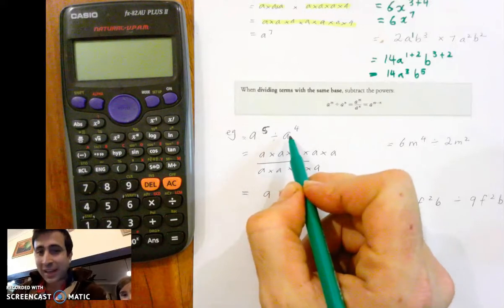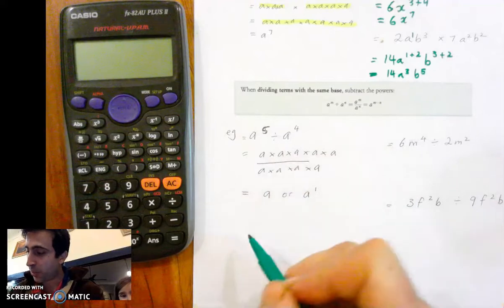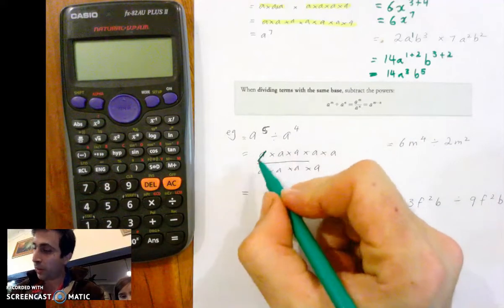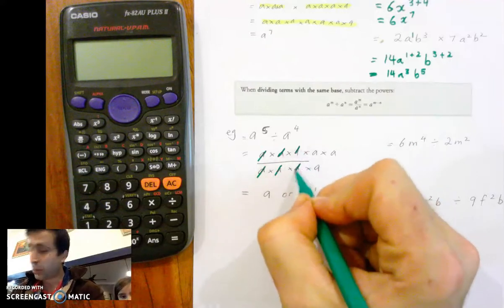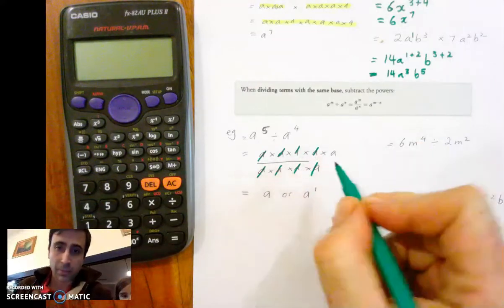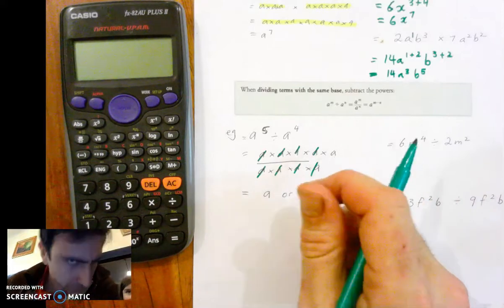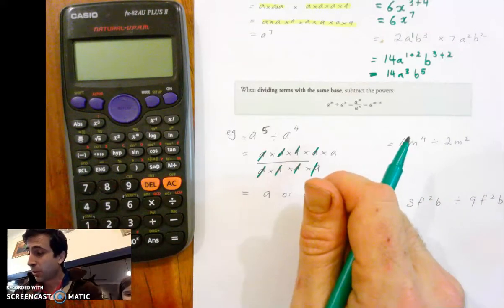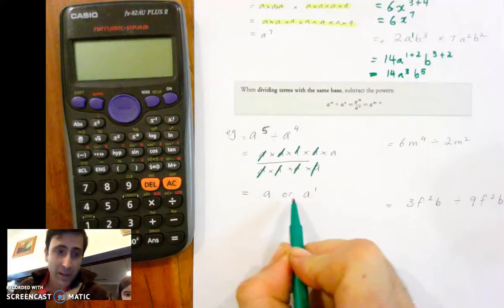So back in the day, we would have put this as a fraction, and then we would have said, okay, 1 from the top, 1 from the bottom. 1 from the top, 1 from the bottom. And we would have been left with 1a in the top, as we say in class, in heaven. And so what we're left with is a, or a to the power of 1. We usually leave out the powers of 1.